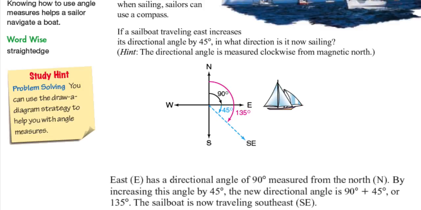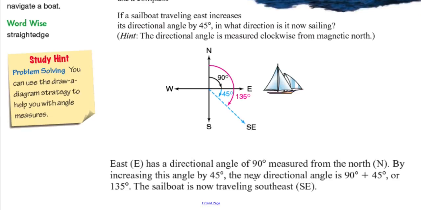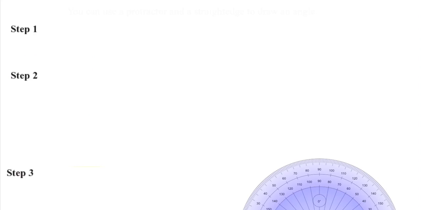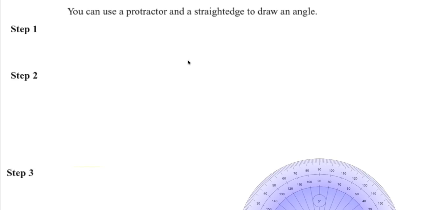southeast. So east has a directional angle of 90 degrees measured from the north. By increasing this angle by 45 degrees, the new directional angle is 90 degrees plus 45 degrees, or 135 degrees. That sailboat is now traveling southeast. So in this lesson, we are going to learn how to use a protractor and a straight edge to draw an angle. A straight edge is nothing more than a ruler or anything with a straight side, and we'll define it later on. So first, we want to draw an angle.